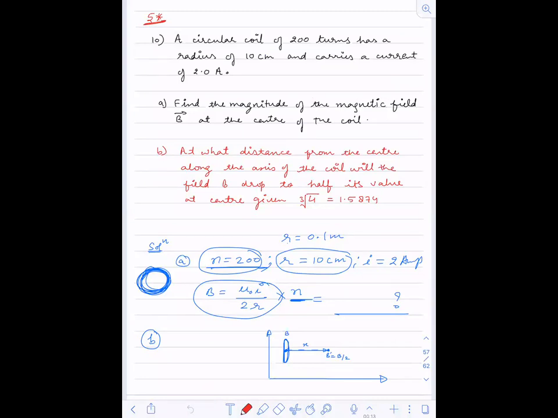Okay. So tomorrow we'll start with the new topic, which is Ampere's circuital law. That's a very important topic. In board, you will have at least one question or one derivation from that. Ampere's circuital law has the same importance that Gauss law has in electrostatics. Ampere's circuital law has the same importance in magnetostatics. So next topic will be very important. So don't miss that. Okay. Thank you.